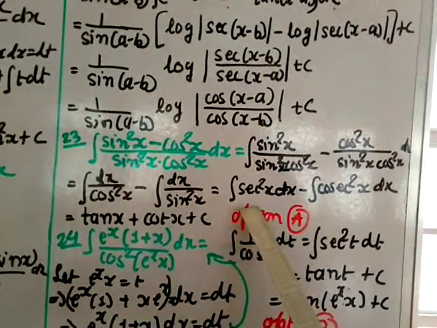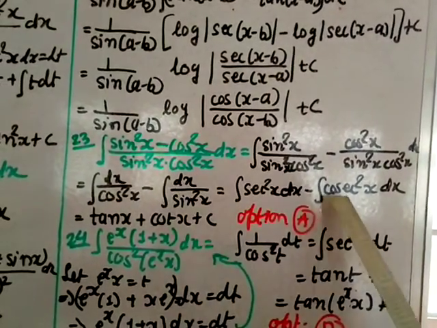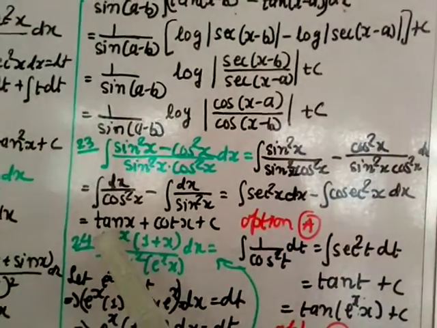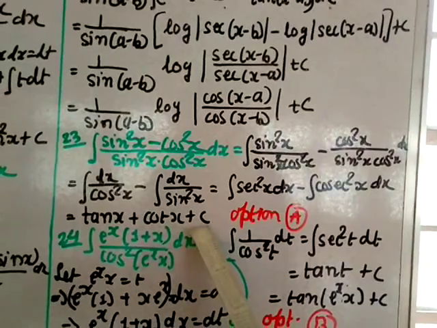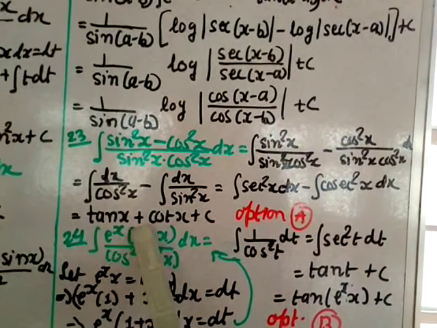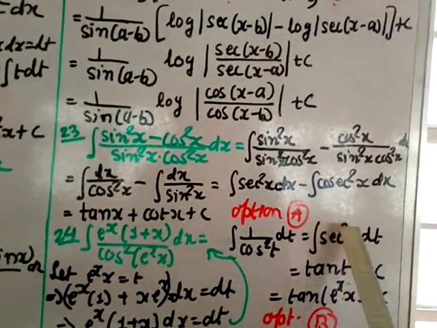And 1 by cos square can be written as sec square x, and 1 by sin square can be cosec square x. This integral is tan and this integral is minus cot, but minus and minus gives plus cot x plus c. So this is the answer, tan x plus cot x plus c, that is option number A.